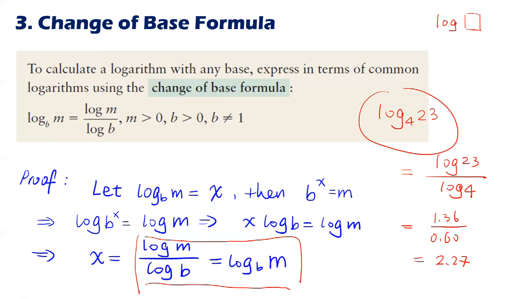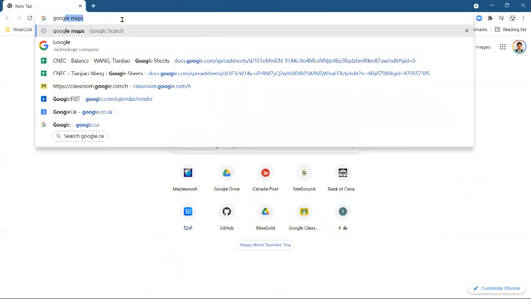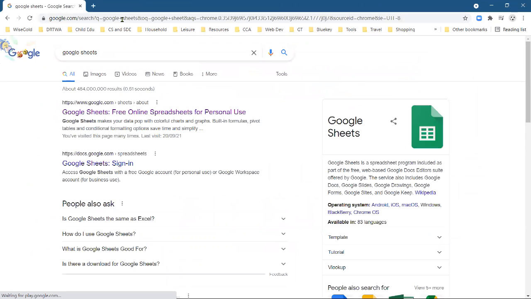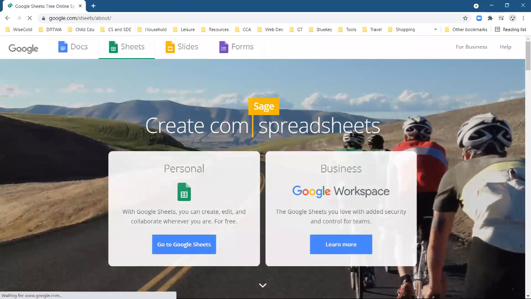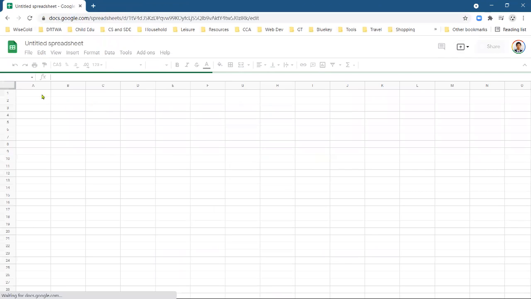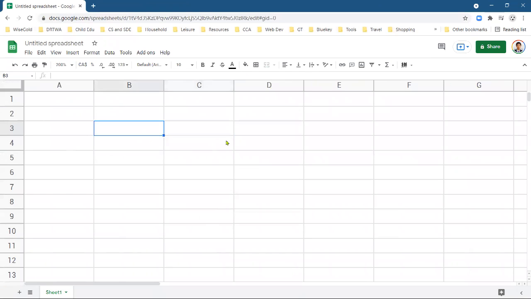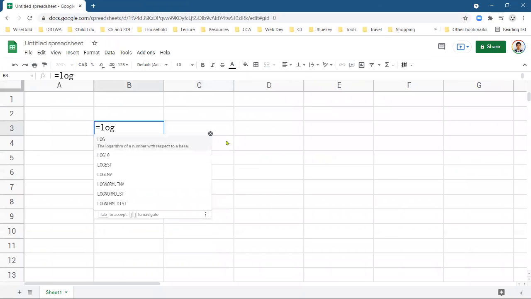And also, if you use some advanced tools such as Google Sheets, we can also directly evaluate log base 4 of 23. For example, we can use a formula to evaluate. Okay, and use this formula.